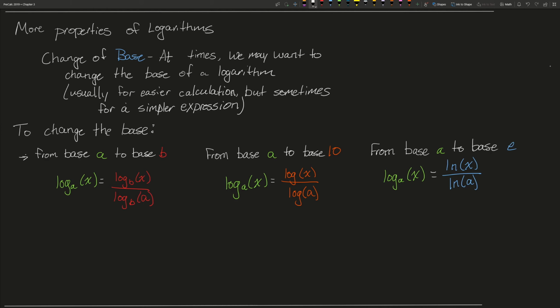In order to change the base from a to base 10, log base a of x will equal log x over log a. And remember that because there is no base in these logarithms, it is assumed to be 10. In order to change the base from base a to base e, we take log base a of x, and that will equal the natural log of x over the natural log of a. So some examples of this.